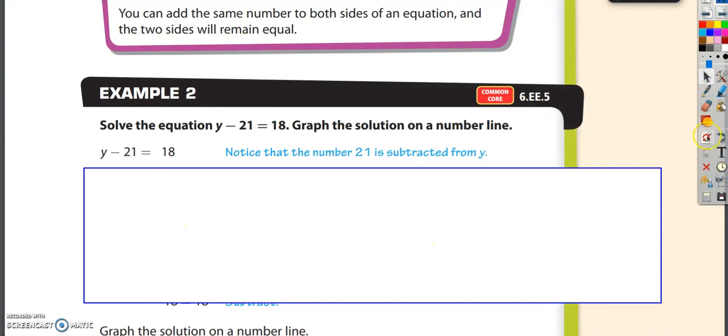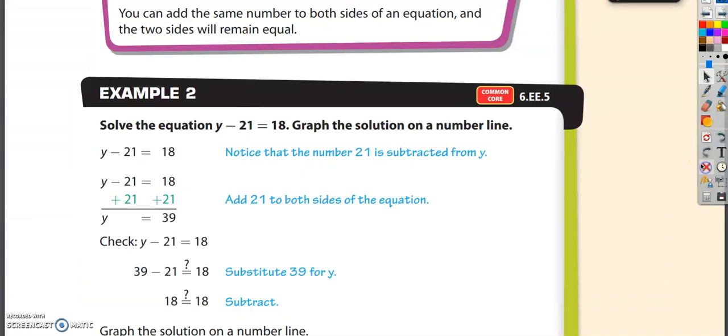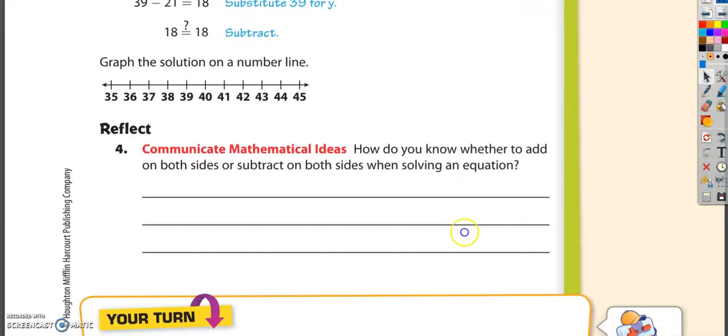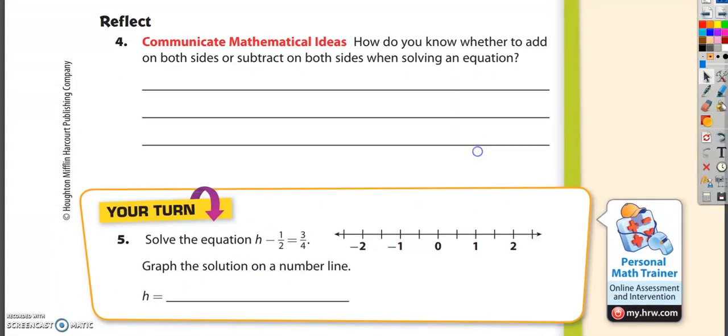All right, so let's move on. It says, graph the solution on number 9. We think that y is equal to 39, so we just go to 39 and put a point. That's all we have to do. Really simple. And I just talked about this. Reflect, number 4.